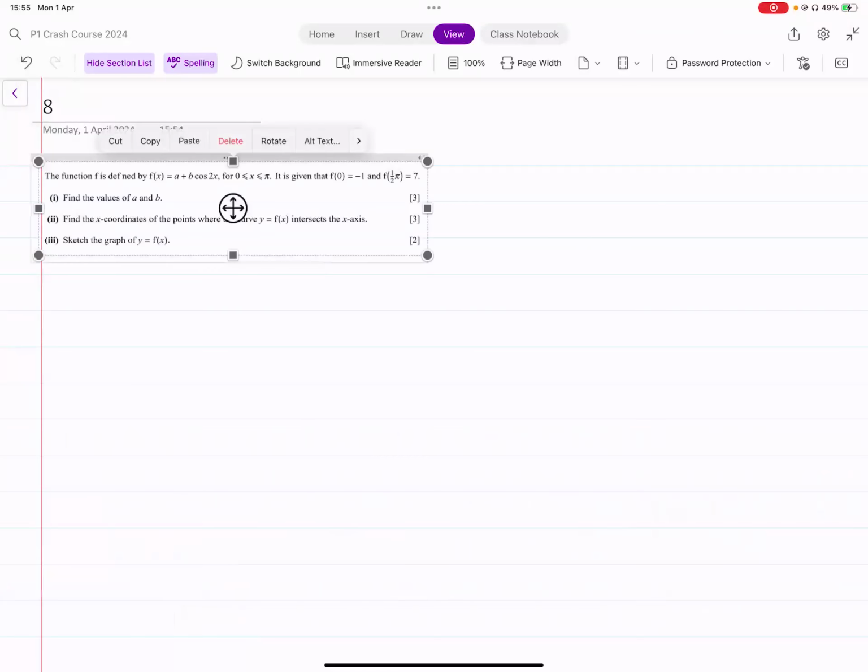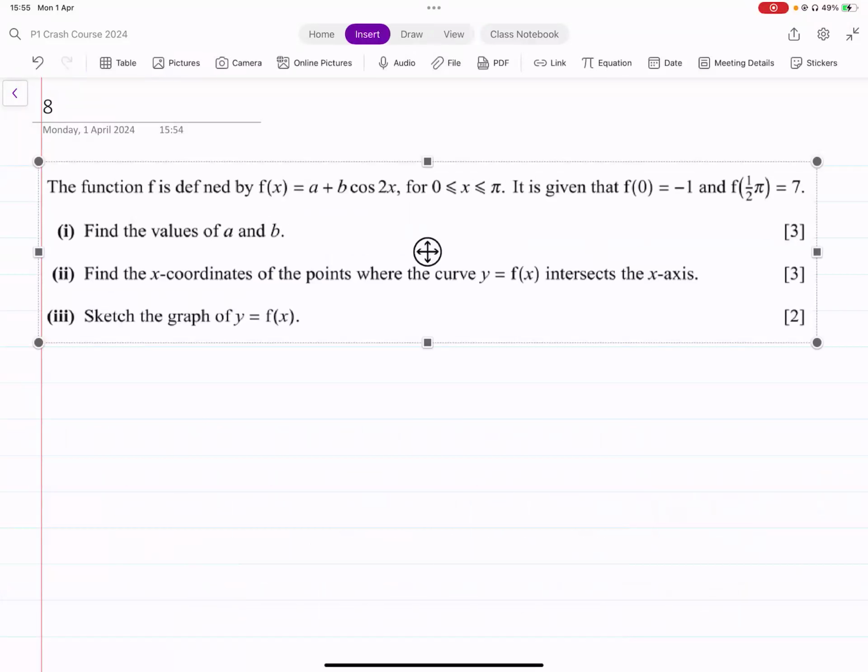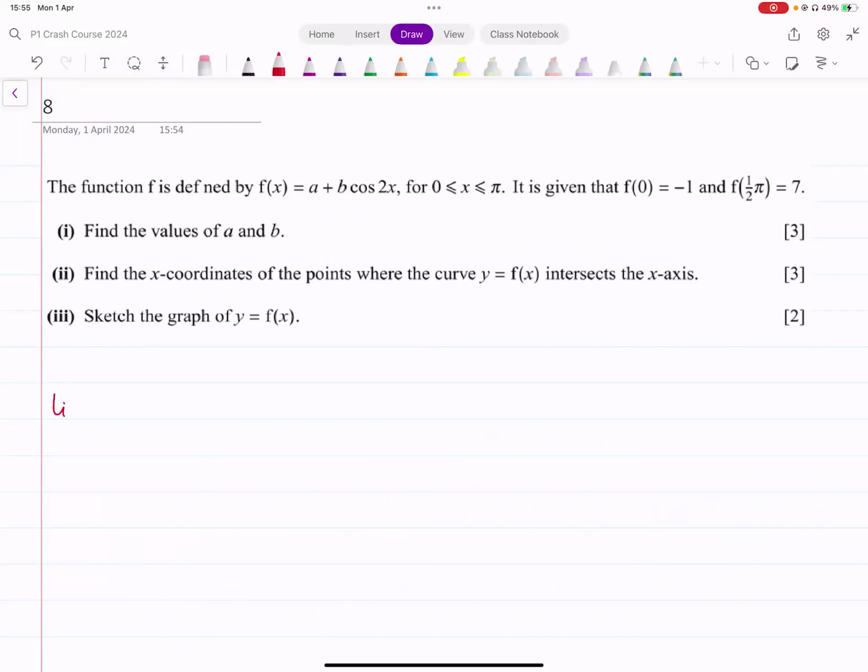Question number 8. Let's try this. It says the function f is defined by f of x equal to a plus b into cos of 2x, and the domain is from 0 to pi. Again, it's radians, keep that in mind. It's given that f of 0 equals -1 and f of pi over 2 equals 7. Find the values of a and b.